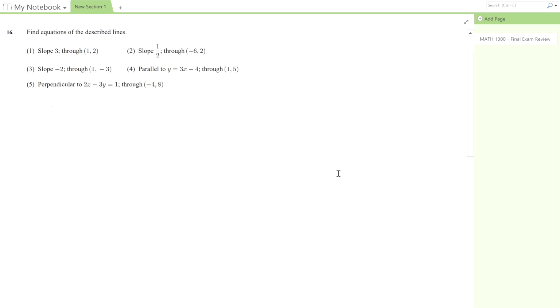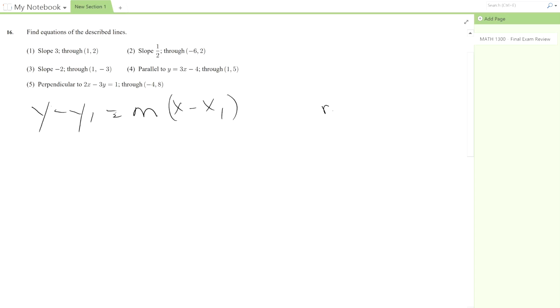Hello everyone. In this video I'm going to talk about how to find the equation of a line. There are two standard forms of the equation of a line. I'm going to use the point slope form, and that looks like this: y minus y1 equals m times x minus x1. In this equation, m is our slope and x1 and y1 are the coordinates of our point.